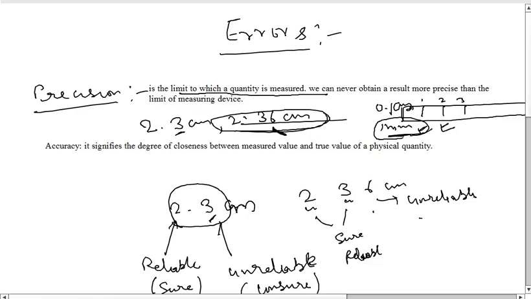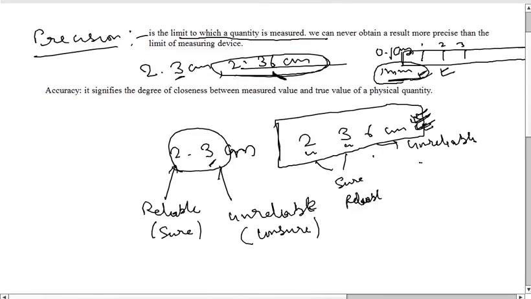But here we are discussing precision, so we can say this quantity is more precise because it is giving more information. Its least count is even less, so that's why this quantity is more precise. Is it clear? What is precision? Okay, then let us come to accuracy.